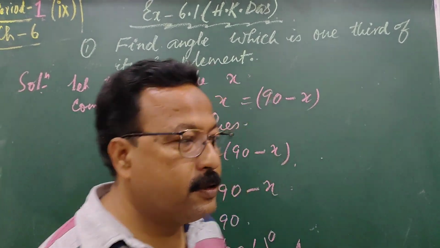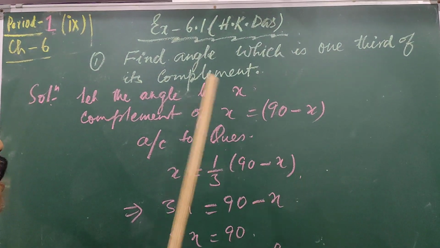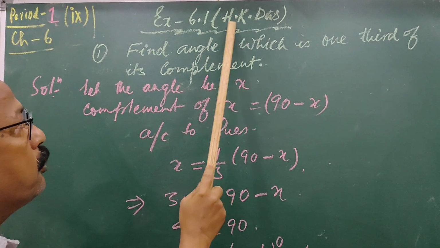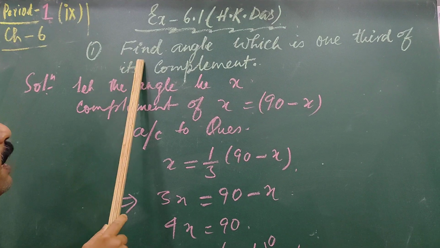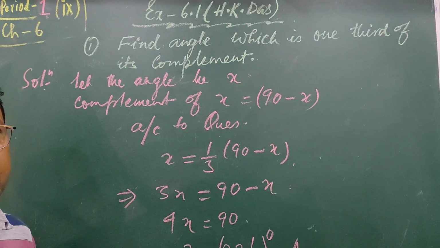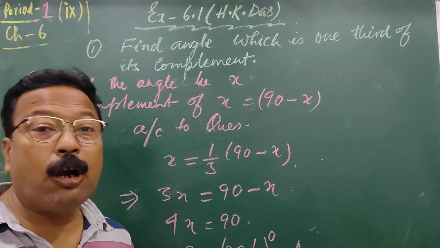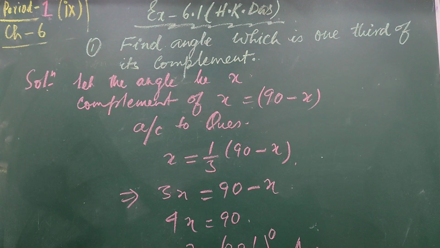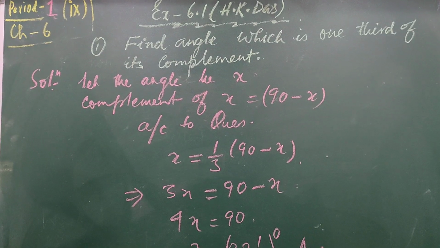Dear students, it's our second period of chapter 6 and the exercise is 6.1 from the book of H.K. Das. Question number 1 says: find the angle which is 1/3 of its complement. In the last class we studied a lot of angles and their definitions. This question is related to complementary angles.